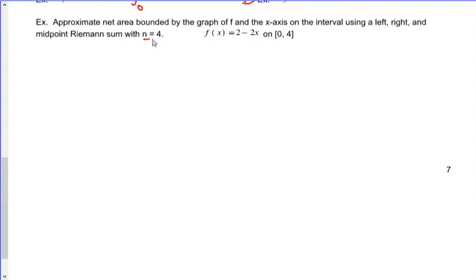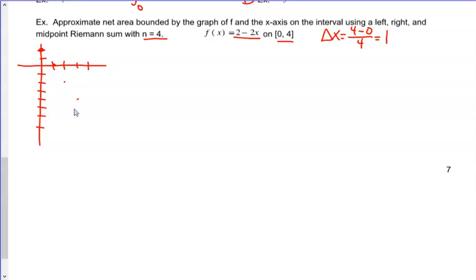Now, the good thing is here I'm only going to need 4 values, and my interval is from 0 to 4. So if we think about delta x, I go 4 minus 0, b minus a over n. So that means that at every integer, I'm going to have a new rectangle, okay? So I'm going to start by plotting this function. So from 0 to 4, at 0 we're at 2, and because it is linear, I go down 2 and over 1, down 2 and over 1, down 2 and over 1, down 2 and over 1. And that is my function.